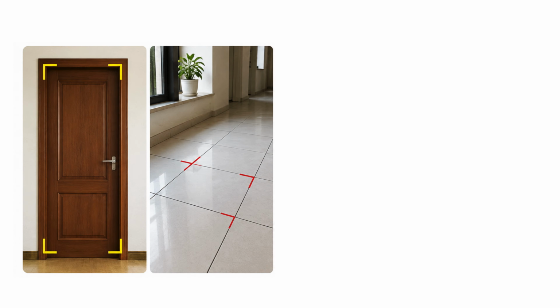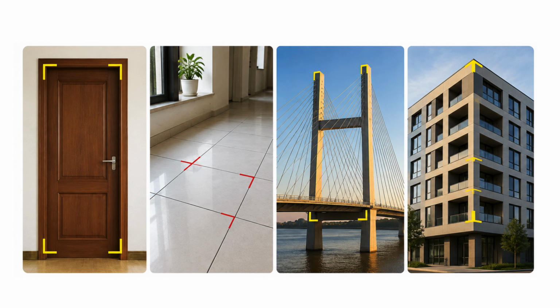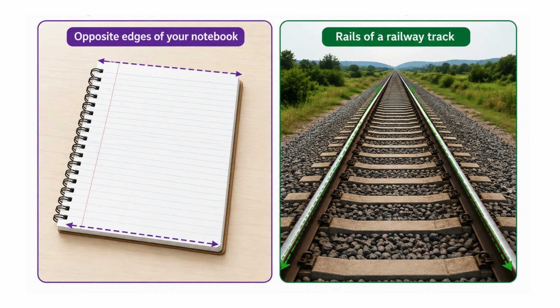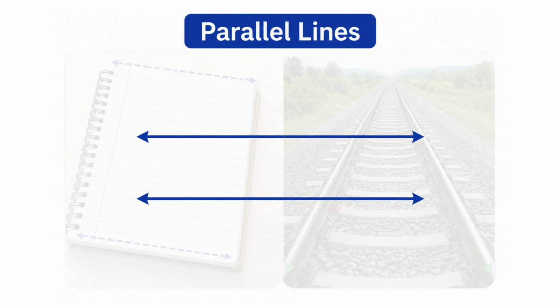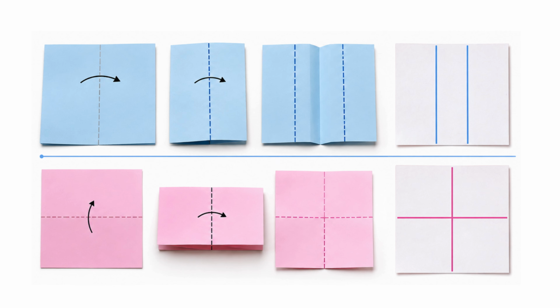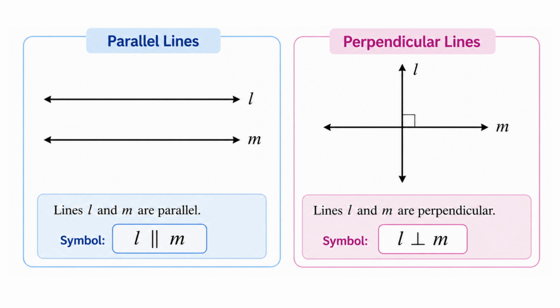From door frames and floor tiles to bridges and buildings, perpendicular lines provide the accuracy and stability on which countless structures depend. Next, consider the opposite edges of your notebook or the rails of a railway track. These lines always remain the same distance apart and never meet, however far they are extended. Such lines are called parallel lines. Through simple paper folding activities, we can not only observe these relationships, but also create parallel and perpendicular lines ourselves. Mathematicians represent these relationships using standard symbols, allowing geometric diagrams to be understood anywhere in the world.